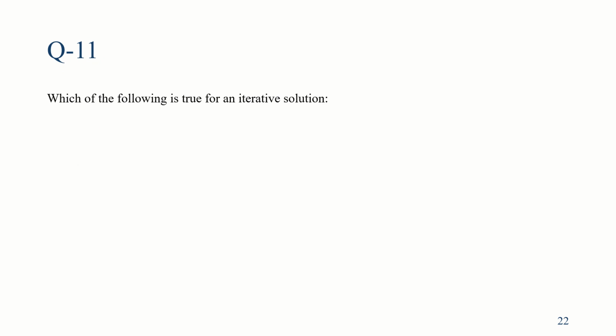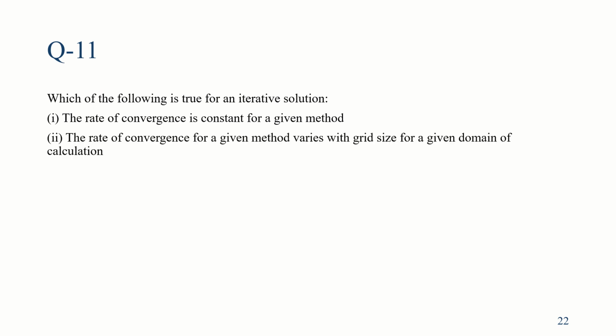Question 11. Which of the following is true for an iterative solution? First, rate of convergence is constant for a given method. Second, rate of convergence for a given method varies with grid size for a given domain of calculation. So first one, it is mentioned, rate of convergence is constant for a given method. And second, it is asking rate of convergence for a given method varies with grid size for a given domain of calculation. I would say both are right. I'll just look at the answer and come back to the explanation.